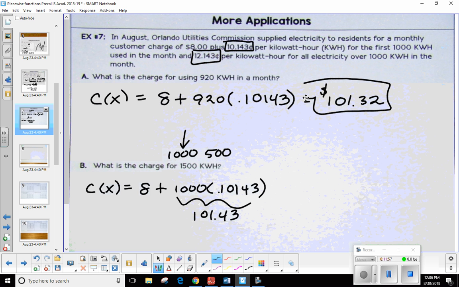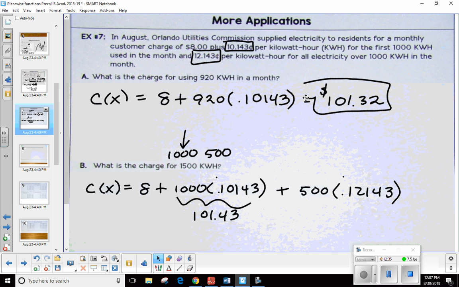Now, plus, this is where that second rate comes in. We have an additional 500 hours because we want 1,500 total. So 500 times this new rate, 0.12143. And just like before, I have to move that decimal over twice or divide by 100 as soon as we finish. So is everybody okay with how I reasoned my way through that? I got the first 1,000 hours at one rate, and then the additional 500 at the second rate. But we have the total 1,500 hours.